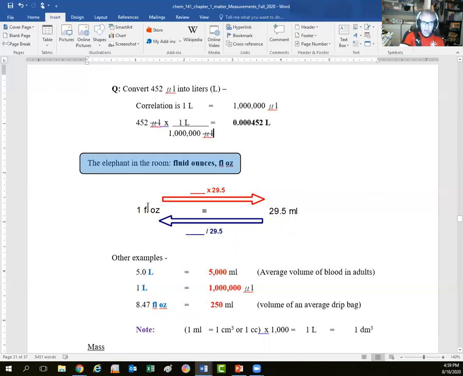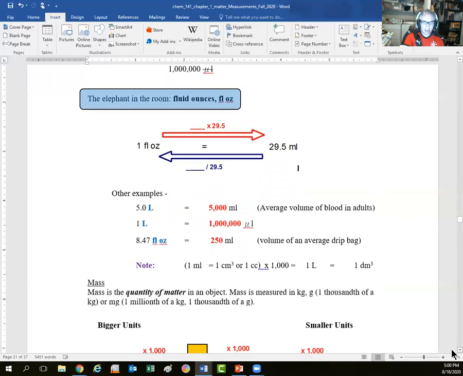So for every fluid ounce, that's roundabout 29.5 millilitres. I've seen some textbooks that suggest it's a little bit higher, and some suggest that it's slightly lower. So I went for the 29.5 as a good rounding point. So any value multiplied by 29.5 will turn fluid ounces into millilitres, or any value divided by 29.5 will turn millilitres back into fluid ounces. That's the only non-metric volume conversion you'll have to make.